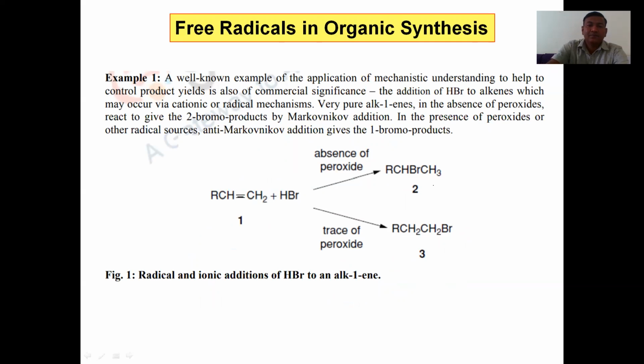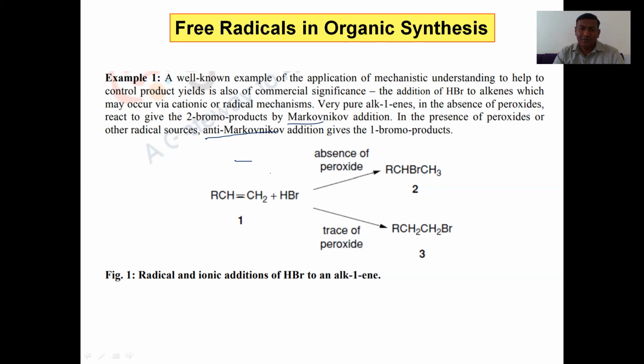See, application of mechanistic understanding to help control product yields is also of commercial significance. The addition of HBr to alkenes may occur via a cationic or radical mechanism. Alkenes in the absence of peroxide react to give the 2-bromo product, which is Markovnikov addition, and in the presence of peroxide or other radical sources there will be anti-Markovnikov addition, giving 1-bromo products.